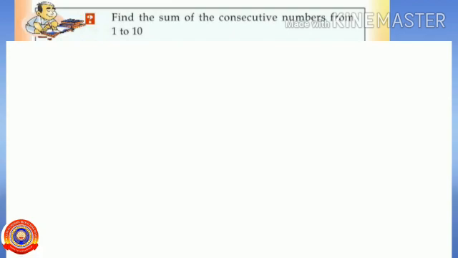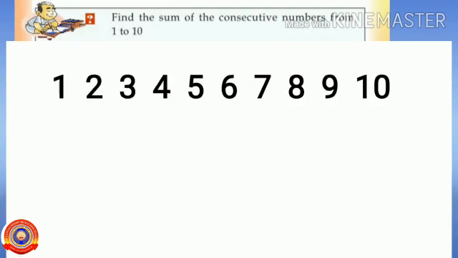Next activity. Find out the sum of consecutive numbers from 1 to 10. How can we find this? Here is a trick to find out the sum of 10 consecutive numbers. Just listen. At first, write the numbers in order from 1 to 10. Let's write. 1, 2, 3, 4, 5, 6, 7, 8, 9 and 10.